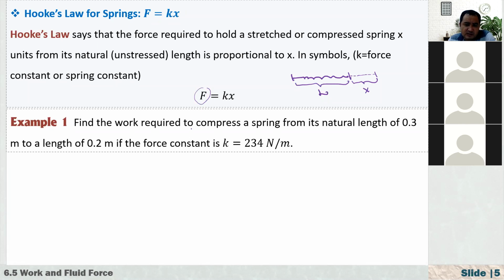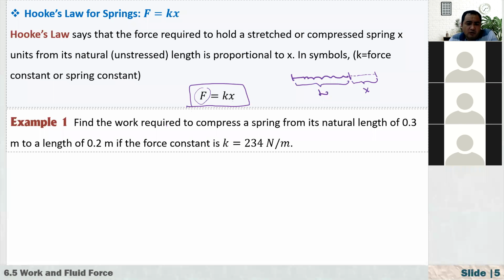It's saying that that force is directly proportional to the distance stretched by the spring. Directly proportional means that this force and this x increase or decrease at the same rate. If you want to stretch more, you need to apply more force. If you want to compress more, you need to use more force. So the formula is F equals K times x.